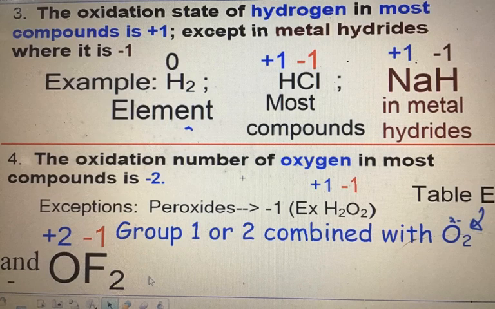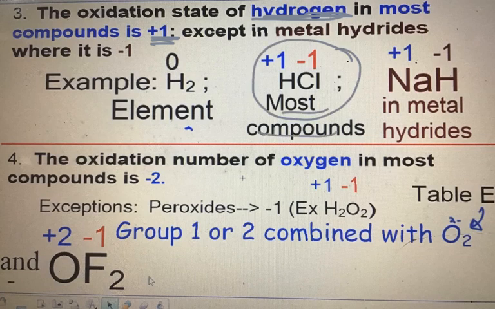Hydrogen. We know for a fact that hydrogen most of the time will have an oxidation state of +1. Now, here's the deal, guys. There are some exceptions. We know, for example, in HCl and most compounds, hydrogen is going to be +1. But let's say hydrogen is combined with a metal like sodium. Sodium is less electronegative than hydrogen. There's a rule we're going to look at in a few seconds: the more electronegative element will always get the negative charge.